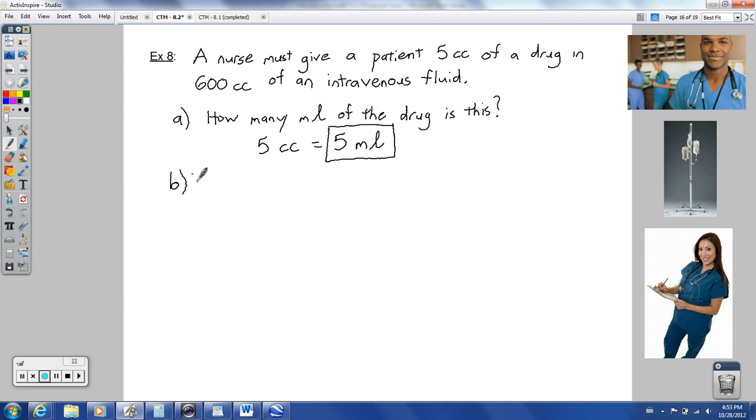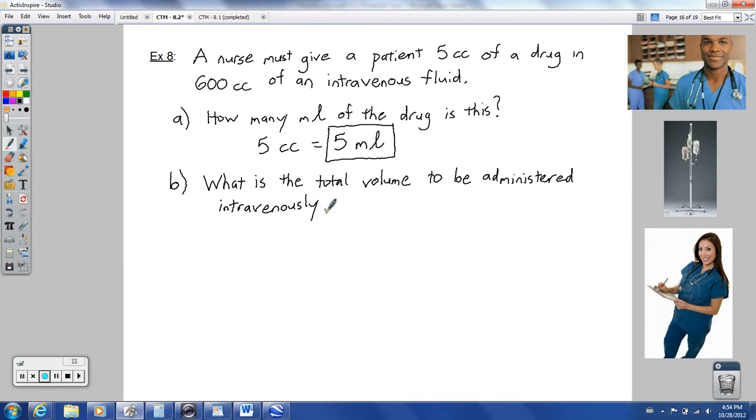And then part B, what is the total volume to be administered intravenously? I think that's a word, intravenously. I'm pretty sure, but if it's not, sorry, we're just going to use it here. I just coined a new word then.